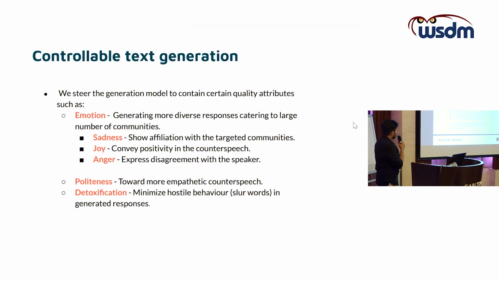Now, these are the emotions and these are the attributes that we are controlling. As is the case, emotion can be used to generate diverse responses. Sadness can be used to show affiliation with the target communities. Joy can be used to convey positivity. Anger can be used to express disagreement with the speaker. Similarly, politeness can be a step towards more empathetic counter speech. And finally, detoxification can minimize hostile behavior or slur words in the generated response.